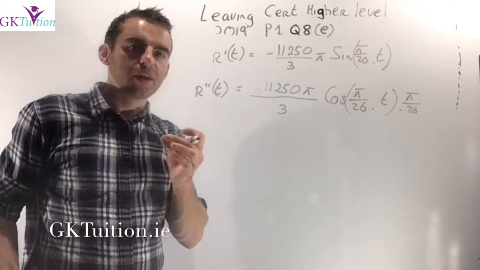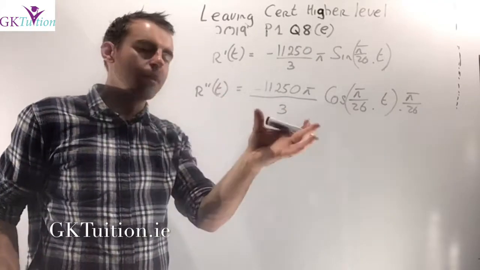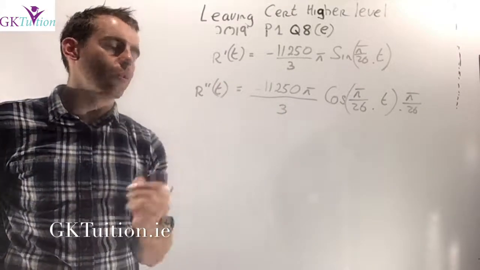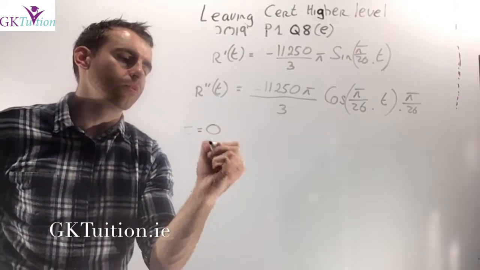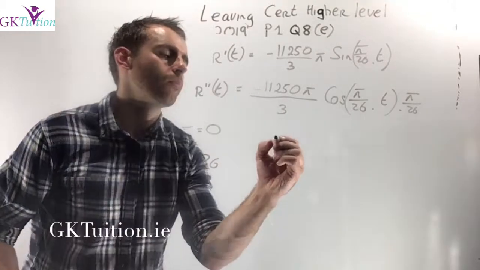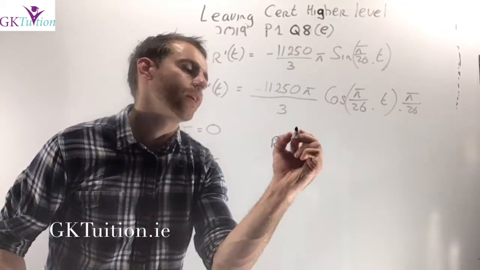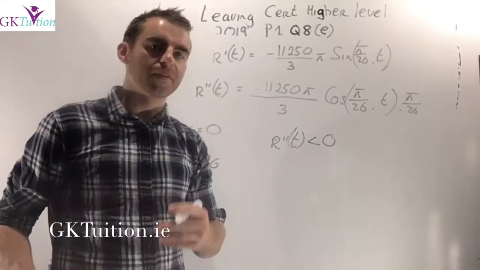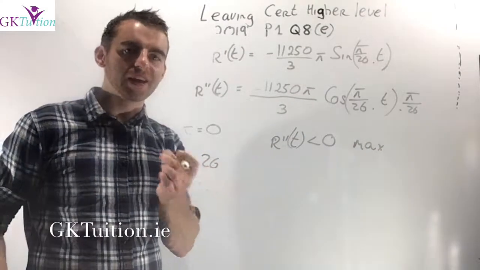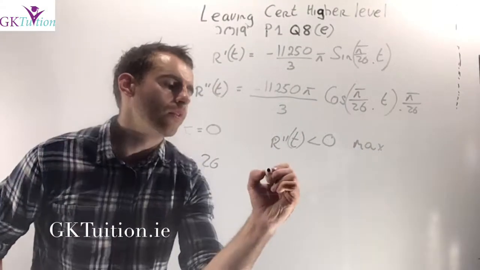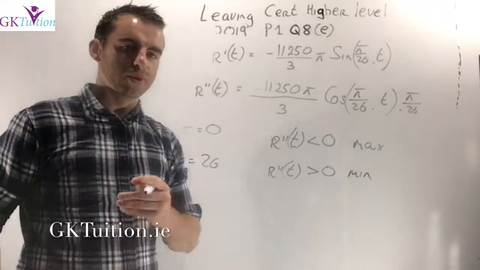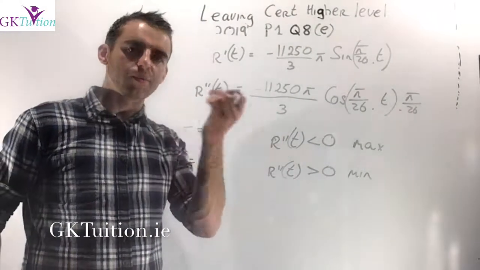Now I can investigate which one of my values, t equals 0 or t equals 26, is a minimum. Remember that in order to do this, we're going to sub in our t values. So we're going to sub in t equals 0, and then we're going to sub in t equals 26. If I sub in one of these values into my second derivative and it's negative, that means it's a maximum point. On the other hand, if I sub in the other one and it works out greater than 0, that means it's a minimum point. So I'm just going to sub each of these in and investigate which one is the max and which one is the min.